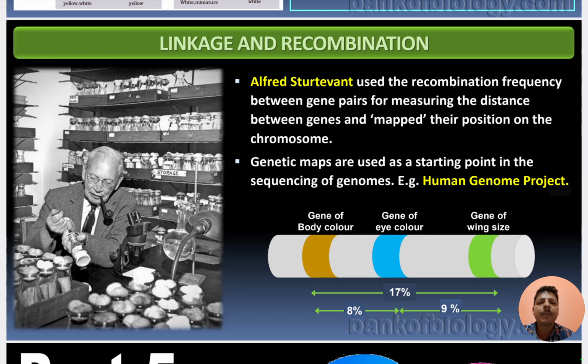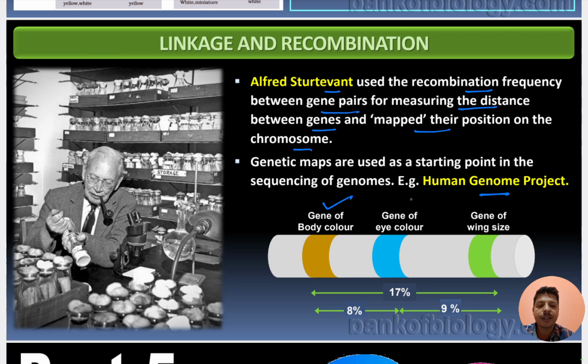And then Alfred Sturtevant used the recombination frequency between gene pairs for measuring the distance between genes and mapped their position on the chromosome. Genetic maps are used as a starting point in the sequencing of the genome, for example, the Human Genome Project.